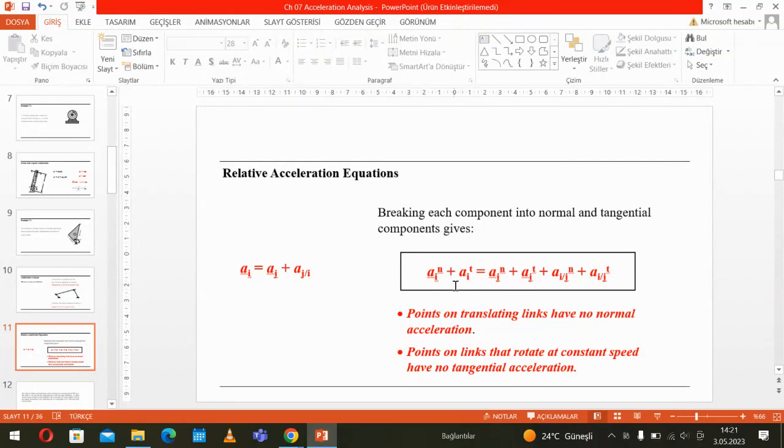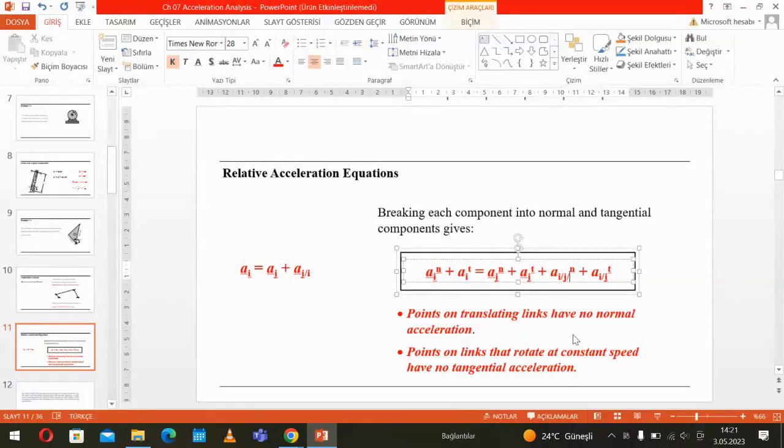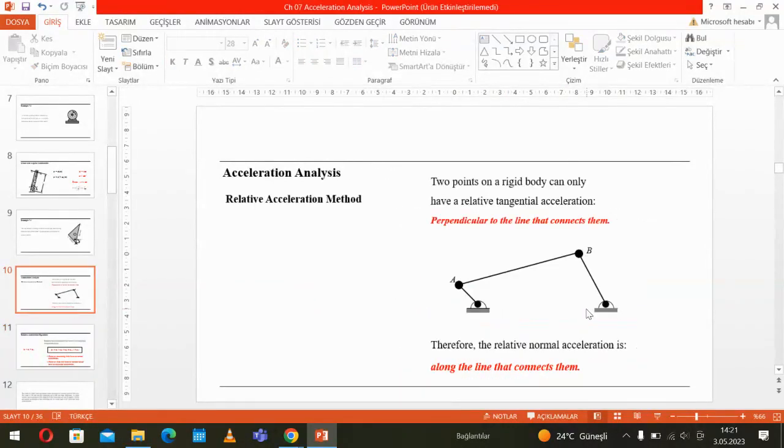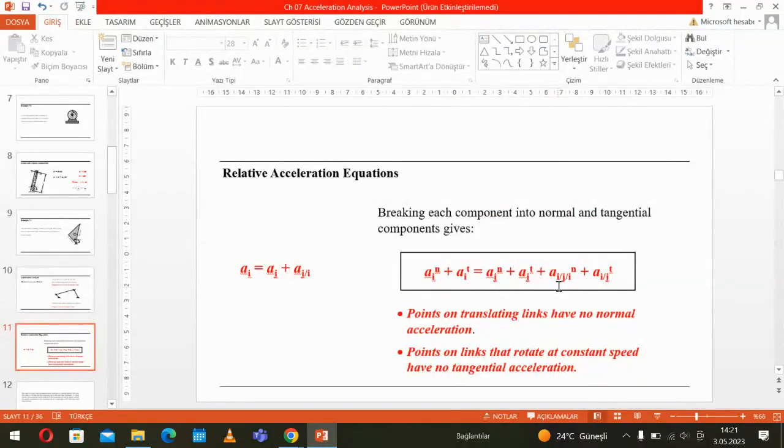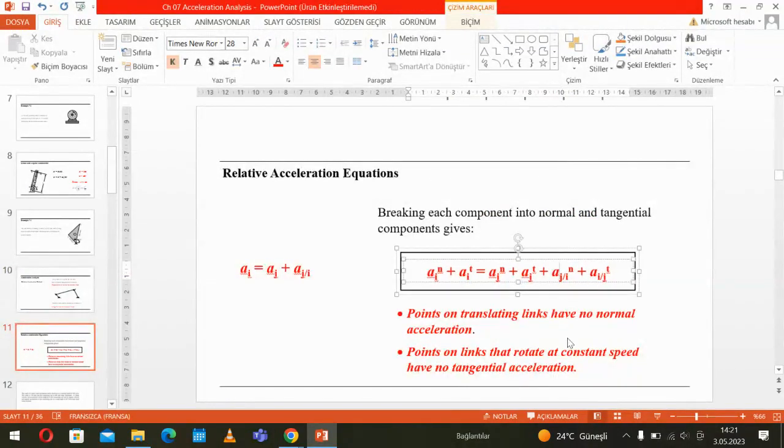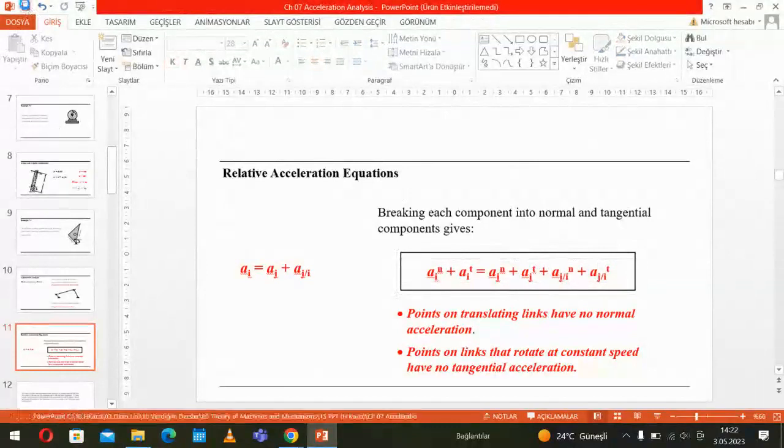Okay, here the same. G about I. And here also G about I. So it comes from here.